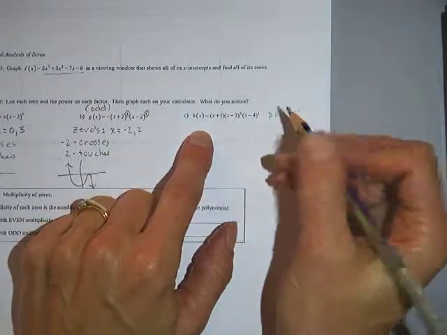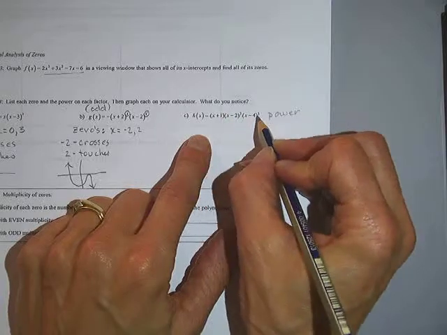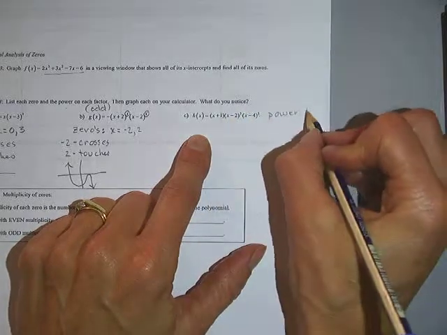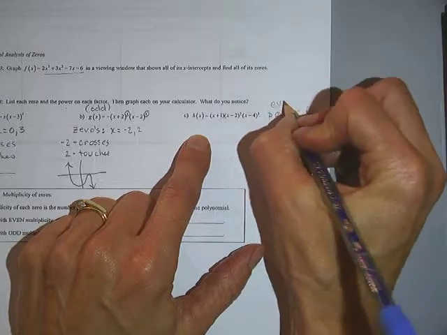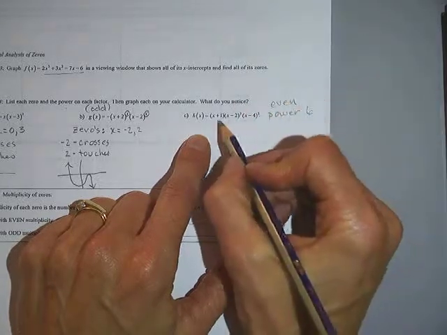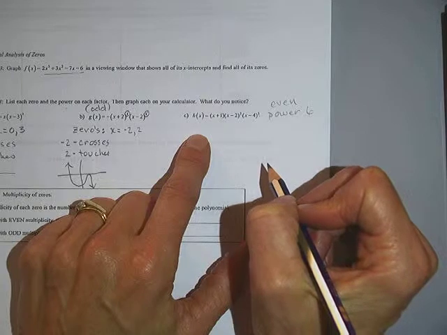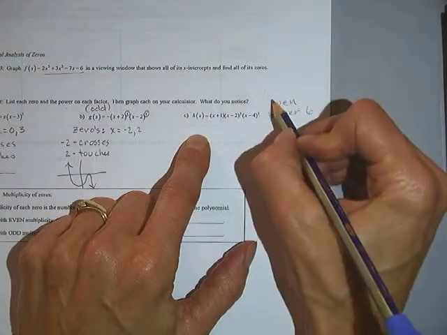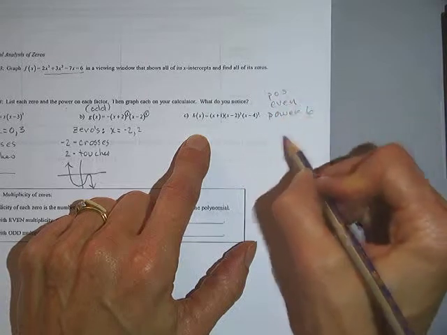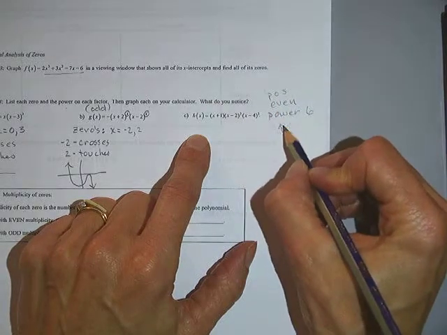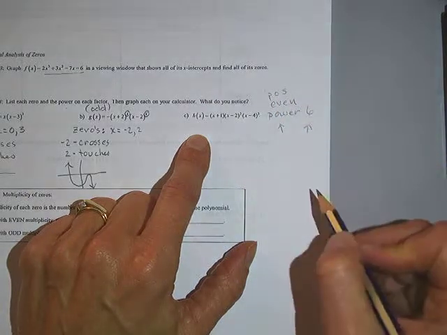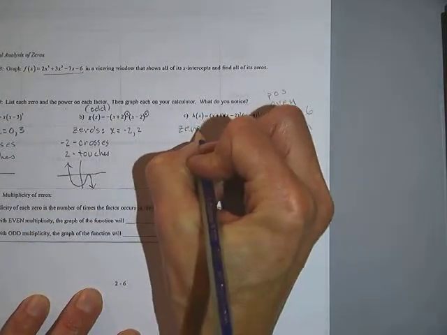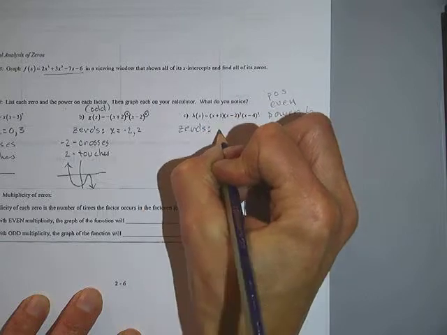First of all, what do you think the power is? What is the power on this one right here? 5. Yep, there's a 1, 2, and 3. Oh, this is 1 here. So it's going to be a 6. So it's going to be even. And is it positive or negative out front? Positive. All right, so it's a positive even. So the end behavior is going to look like that.